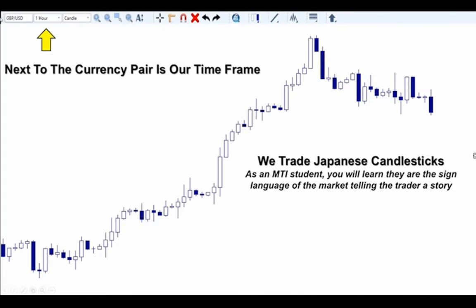So if we go back up to the upper left-hand corner of my screen, next to the currency pair, you can see that this is a 1 hour time frame on this chart. What that means is each one of these candles represents what the market has done in a 1 hour time frame. So very simply, on the white candlesticks, the market went up and closed up. On the dark blue candlesticks, the market went down and closed down.